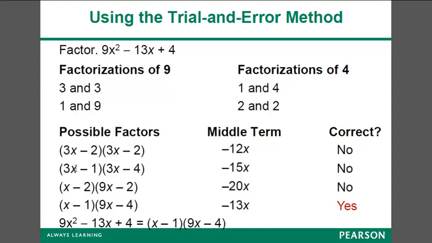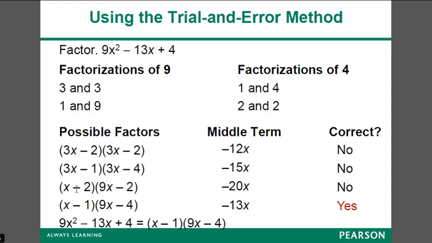Here I have 3x times a negative 4, which is negative 12x. Negative 1 times 3x, which is negative 3x. Negative 12x plus a negative 3x gives me a negative 15x. That's still not the middle term I'm looking for, so both of these possible factors are now not possible.